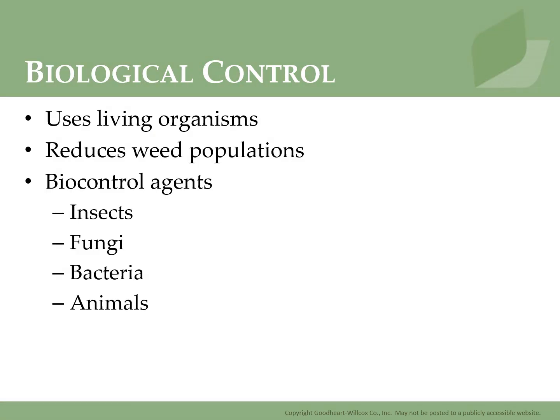Biological control involves using living organisms to reduce the population of weeds. For example, a natural enemy of the weed may be introduced into the weed's environment. Biocontrol agents may be insects, fungi, bacteria, or even animals. For example, kudzu has successfully been controlled in certain areas by the use of grazing animals such as goats and sheep. Much of the research on biocontrol with insects has shown success in control of invasive weed species rather than in agricultural applications.